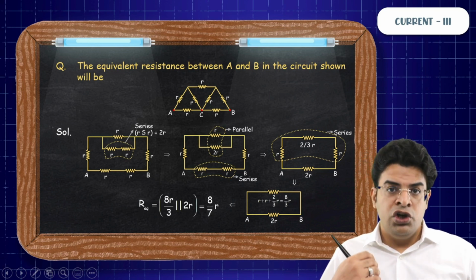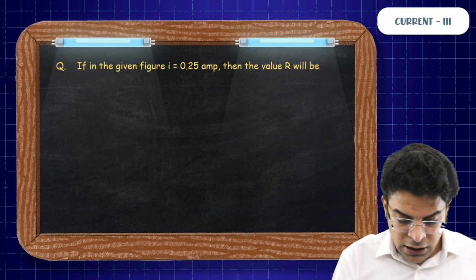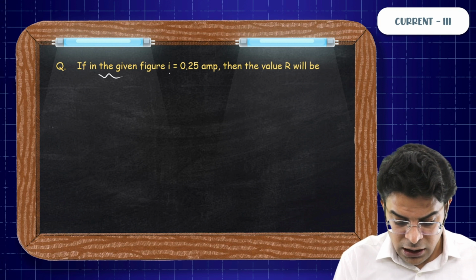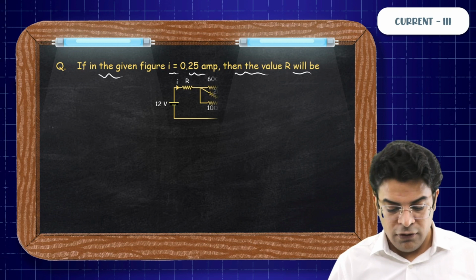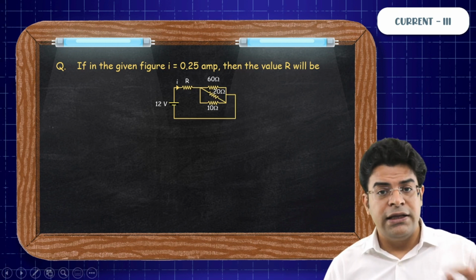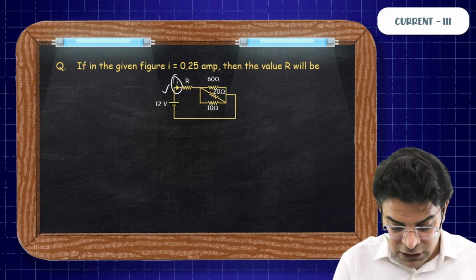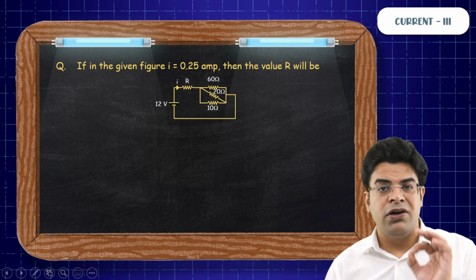Let's move on to the next example. In the figure, current is 0.25 ampere. Then find the value of R. So there is this circuit and they have said that in this particular figure the current is 0.25 ampere. What is the value of R?